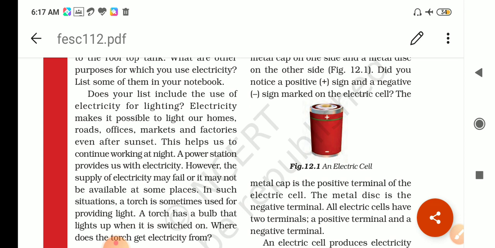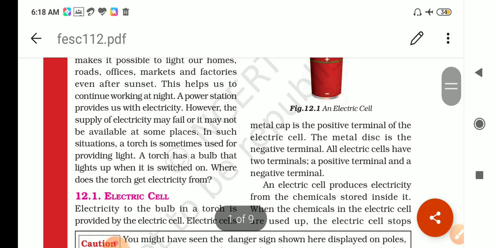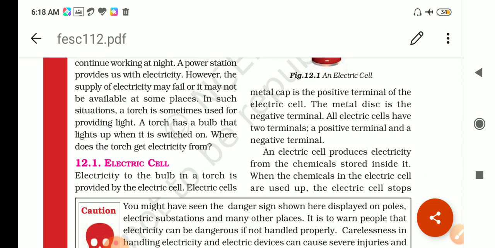Which device do people use when there is no electricity on the street at night and they want to go out? In that case, the street lamp will not light and there will be darkness all around. In such a case, people prefer to take a torch with them. It enables them to see the way. A torch has a bulb that lights up when it is switched on. Where does the torch get its electricity from? Let's discuss it.